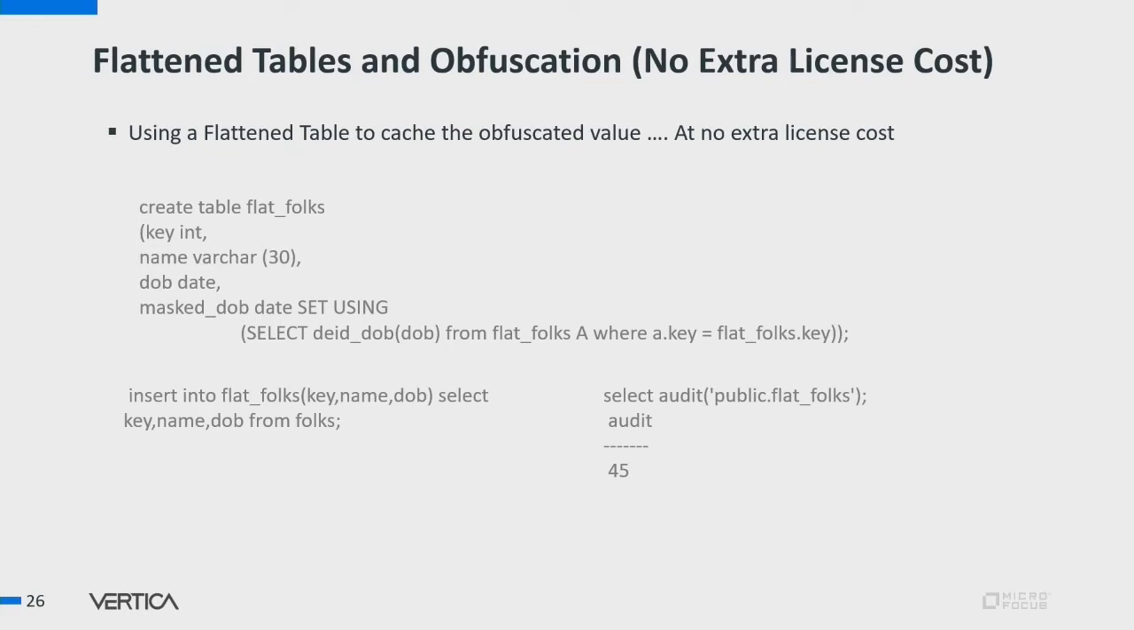The way you create a flattened table is like any regular table, except that some columns will have their value derived from a SQL query. So in this case, I introduce an extra column called masked DOB that I will set using a query that essentially applies the de-identification function to the date of birth for the current key. I populate my flattened table by simply doing an INSERT INTO ... SELECT FROM. And if I look at the audit function for that flattened table, I can see that my footprint is still 45, even though I have an extra column.